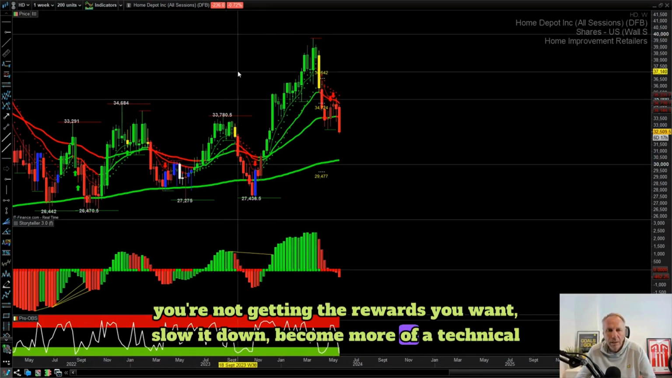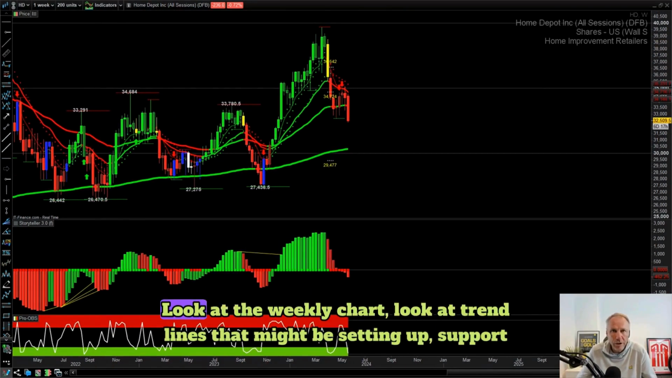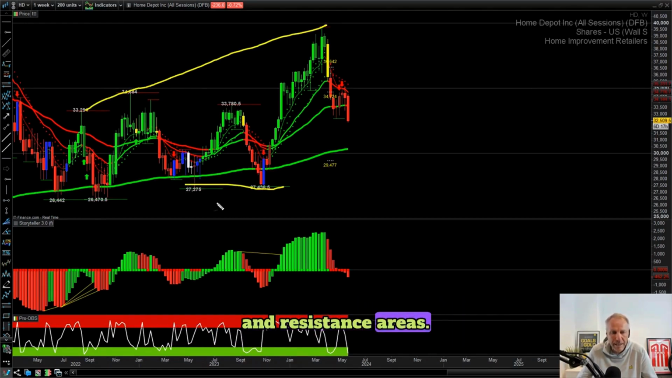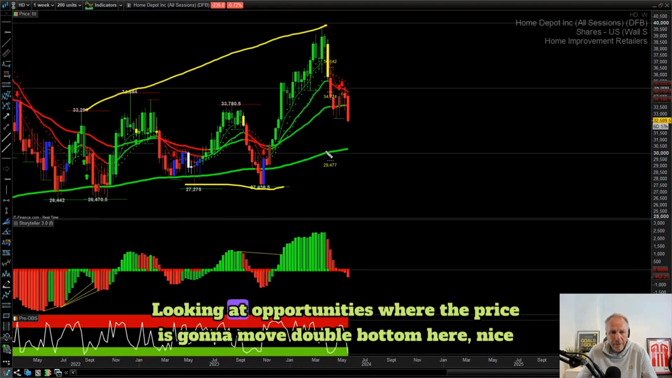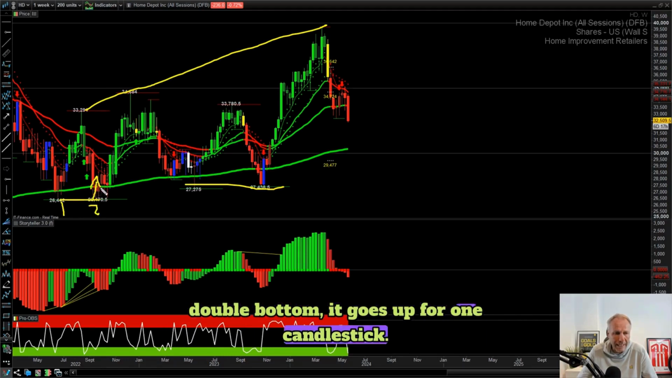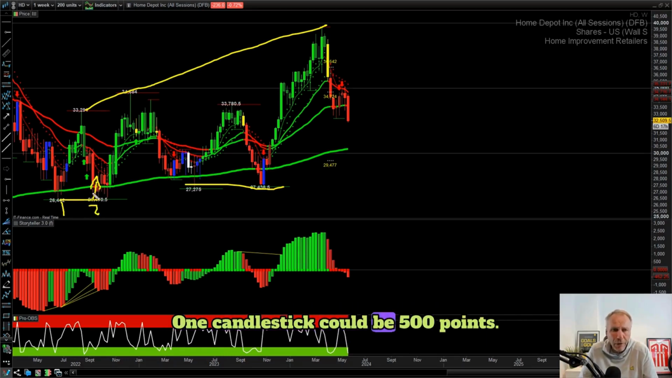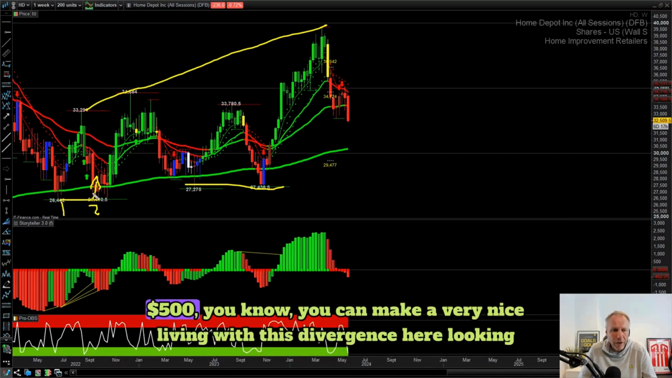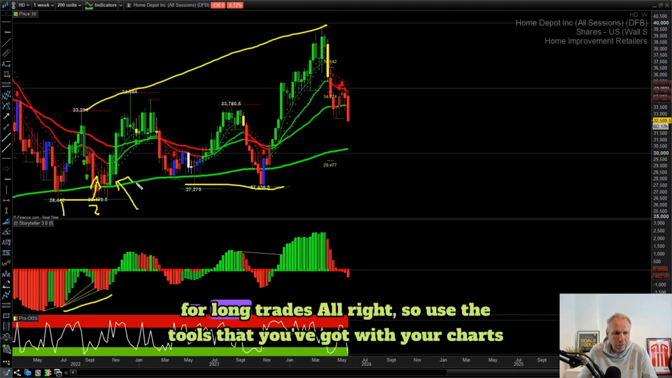Become more of a technical analyst. Look at the weekly chart. Look at trend lines that might be setting up, support and resistance areas. Looking at opportunities where the price is going to move. Double bottom here, nice double bottom. It goes up for one candlestick. One candlestick could be 500 points, $500. You can make a very nice living with this. Divergence here, looking for long trades.